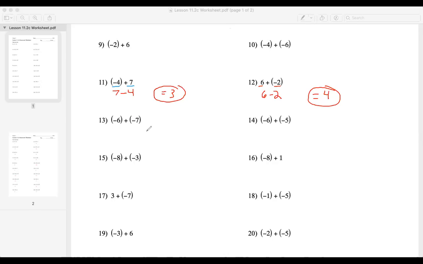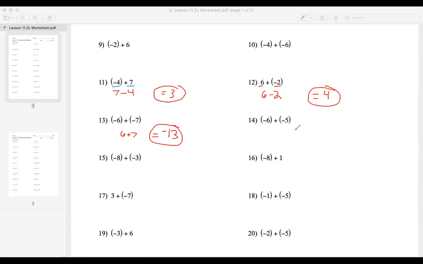They're the same signs. Therefore, we add. 6 plus 7 is 13. Were we adding positives or negatives? Negative. So therefore, the answer is negative 13. All right, you are doing very well.